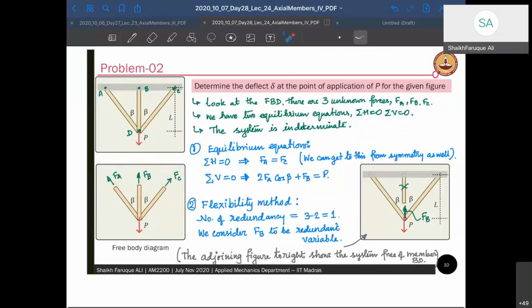Plus, this is a truss problem. Okay? It's not a bending problem. So the system is therefore indeterminate. I have 3 unknowns and I have 2 equations. The system becomes an indeterminate problem.